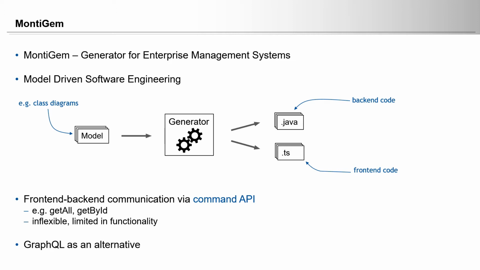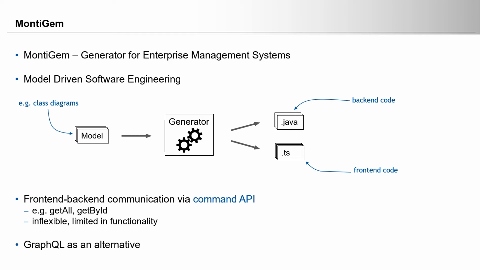In MontiGEM, the domain model contains textual class diagrams describing the application's data structures, like the database entities. Using this model, the generator produces source code for front-end and back-end, which then works together with handwritten code files to form the working application.